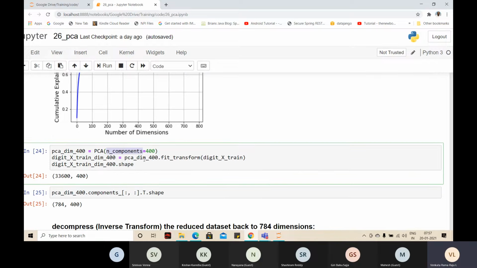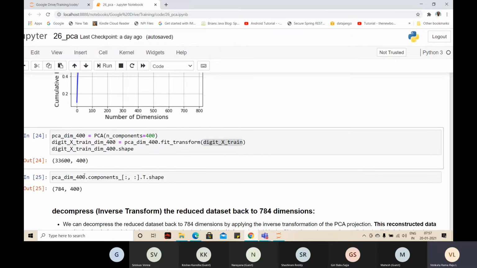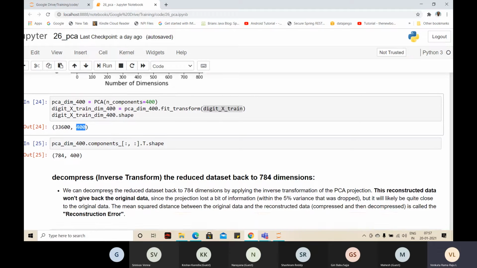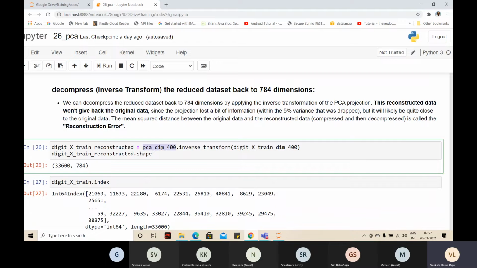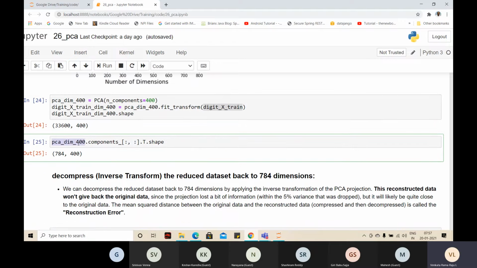So n components is equal to 400 I took, and then built a model, just created an object there, and then took that object and did fit transform of X only, no y. Now you see your data set converted to 400 columns. Okay, so I am going to take this 400 columns data.